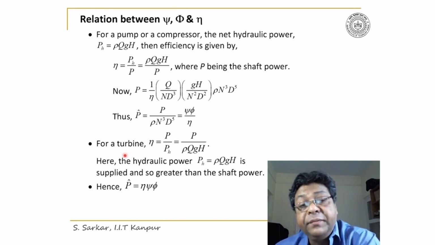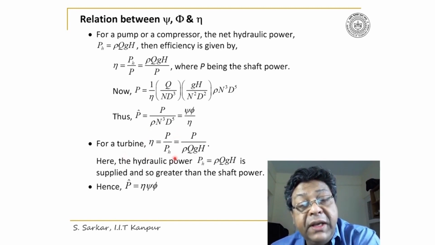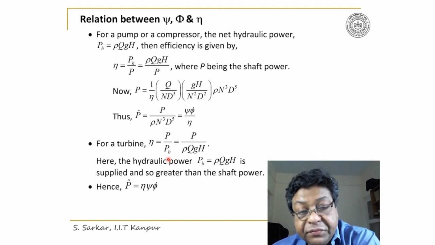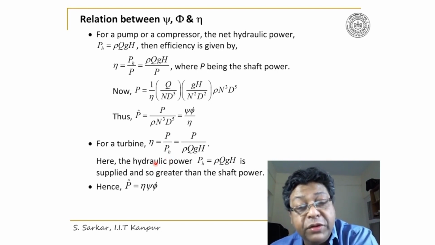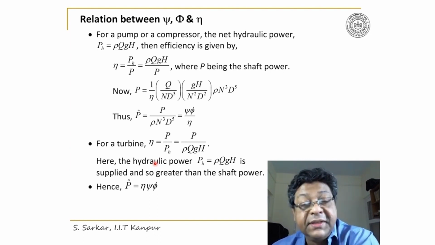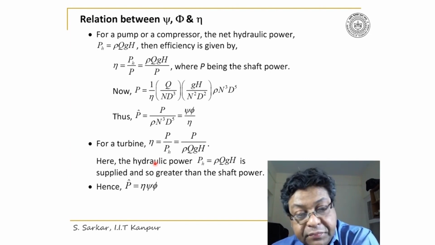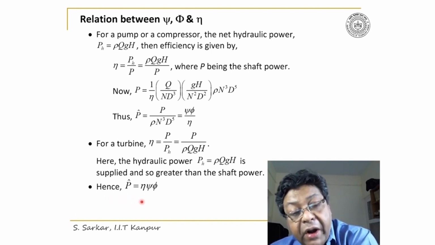Whereas for a turbine, eta can be defined by P divided by P_H. Now here, hydraulic power is supplied to the machine, so hydraulic power is greater than the shaft power. So thus eta can be defined as P divided by rho Q g H. And thus one can easily prove here that P tilde is equal to eta into xi into phi.